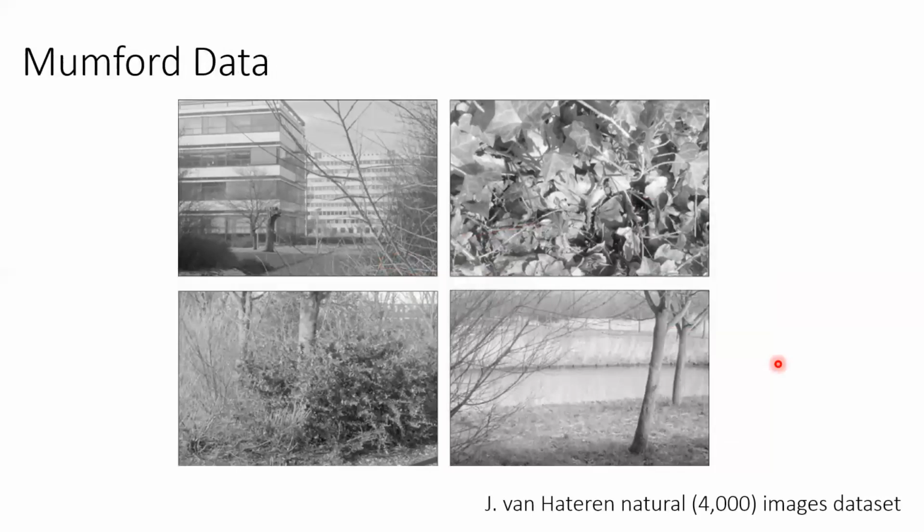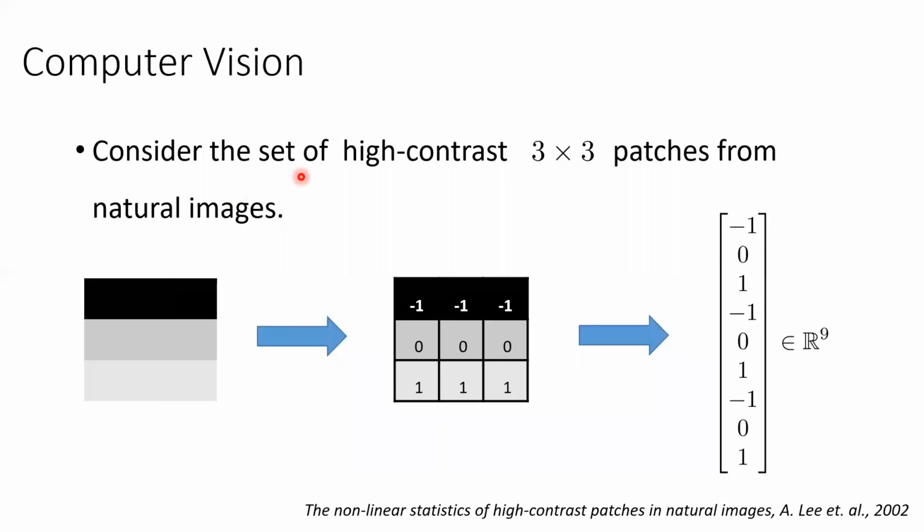So going back to Jan van Hateren, there is this classical data set of images from around town. These are 4,000 images of nature, a city and their surroundings, high quality grayscale images. What one can do is look at these images and extract from them the set of high contrast 3x3 patches, right? So 3 pixels by 3 pixels.